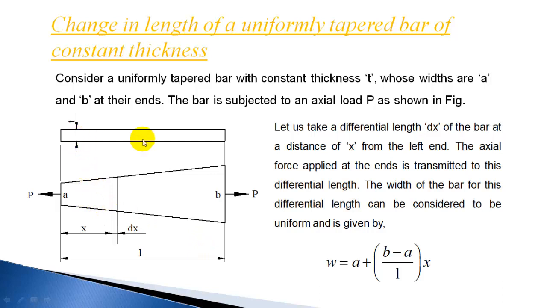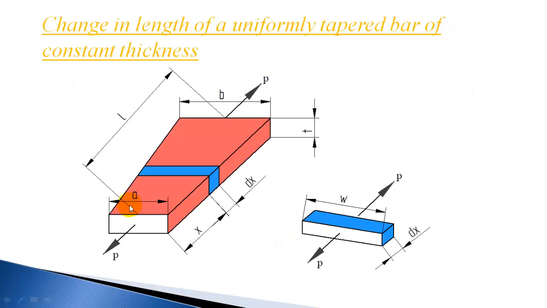This is a front view and this is a top view. Thickness you can see in the front view, and in the top view you can see the width at both ends. So the width at the left end is A and the width at the right end is B, and it's subjected to an axial force P. I'll show the 3D view of this. The width here is A, the right end is B, and the length of the bar is L.